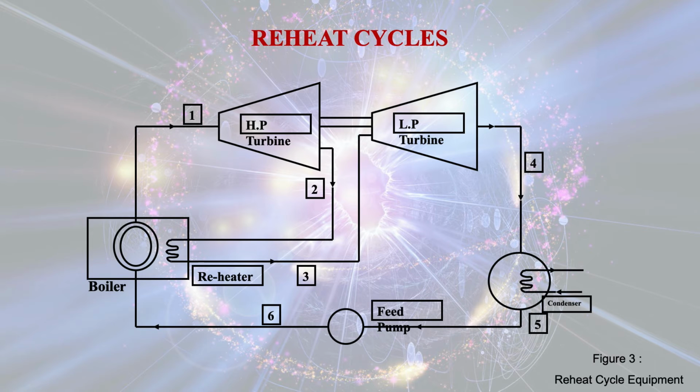Then the subsequent processes are the same as we discussed for the ideal Rankine cycle, because the low pressure low temperature steam which comes out from the low pressure turbine passes through the condenser, and the low pressure low temperature steam will be condensed into water. After that the pump sends this water back to the boiler. But here we are using two turbines. One is the high pressure turbine.